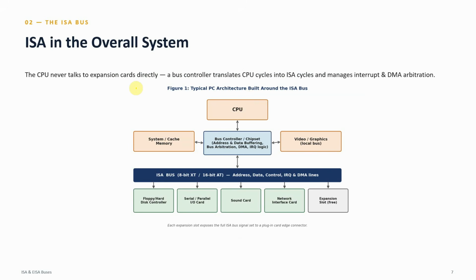Now, how is your ISA going to look? The CPU is never going to talk with the external cards directly. We are going to have something known as a bus controller. This bus controller is going to translate our CPU cycles into ISA cycles, and it is going to manage our interrupt and DMA arbitration. You can see these are all my external cards. It may be an 8-bit XT or a 16-bit AT, and here we have free slots left over.